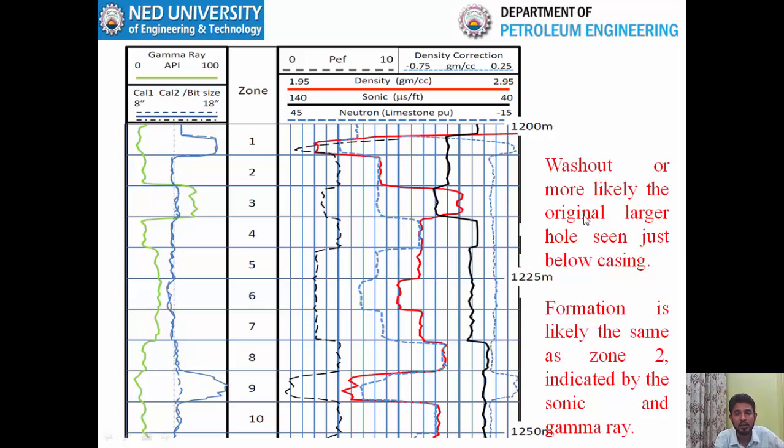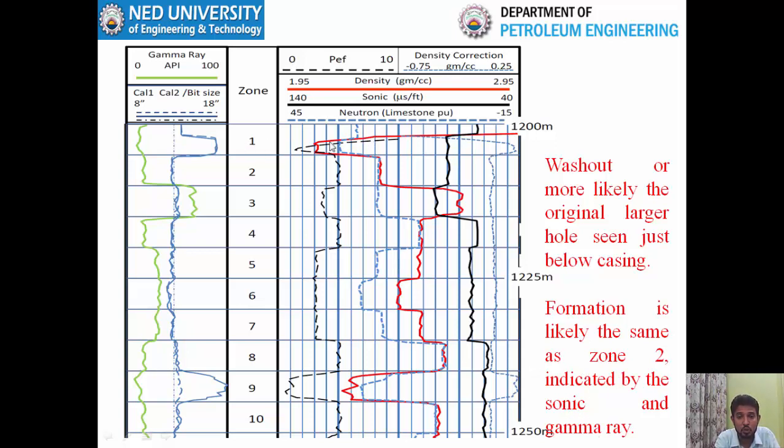Washout, or more likely the original larger hole zone below casing. In zone number 1, basically you have a large washout, and it is a generally common phenomenon when you have run casing. So above zone number 1 you have casing, and it is the zone just below your casing. When you have the zone just below the casing, the hole size is larger because of the different testing we performed once casing and cementing was done. So this zone has a larger diameter, and the formation of zone number 1 is most likely the same as zone number 2, because of the sonic and gamma ray log.